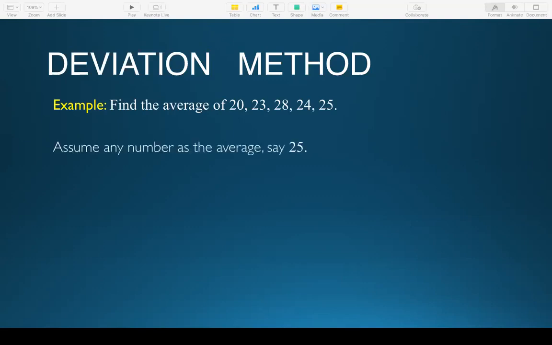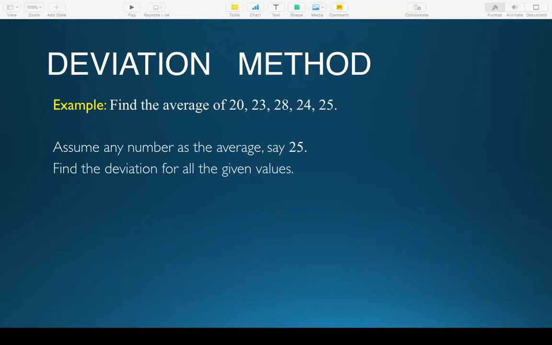It says to assume any number as the average. Now it can be one of these 5 numbers, or it can be a number of your choice. But when I use the deviation method, I always choose one of the given numbers. If there are 5 numbers given in the question, I choose one of those numbers as the average. So this is the first step. Now the second step is to find the deviation for all the given values. Deviation is nothing but taking the difference of the numbers given in the question with the average we have assumed.